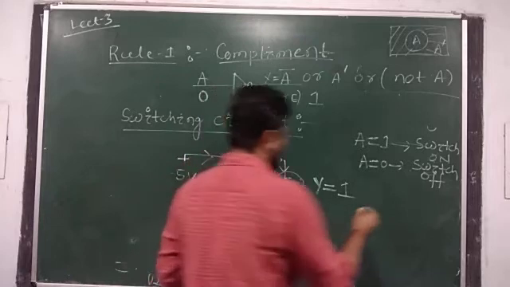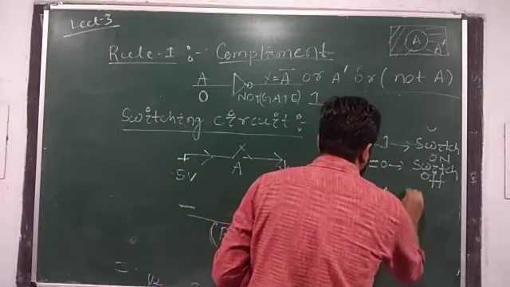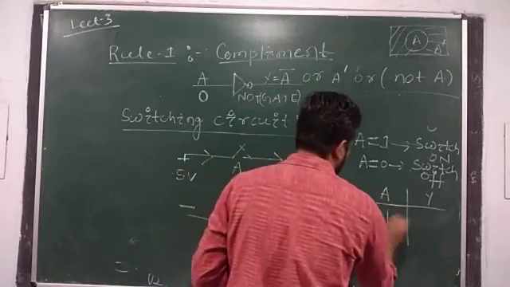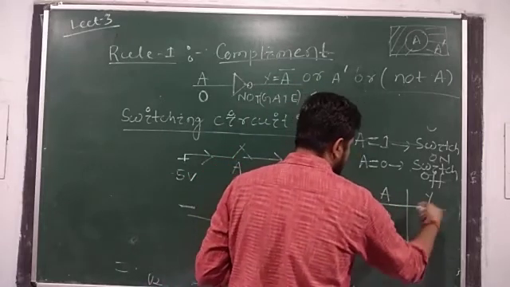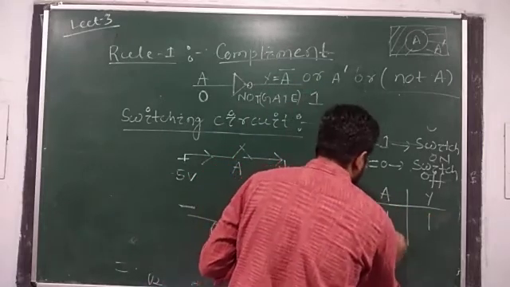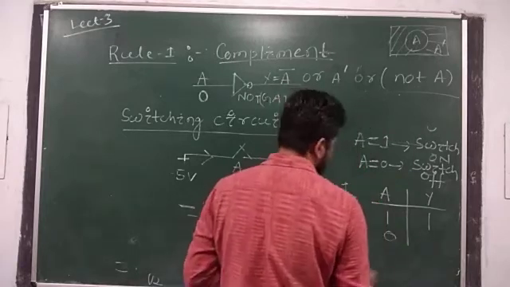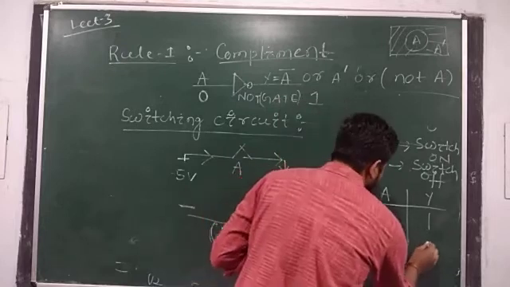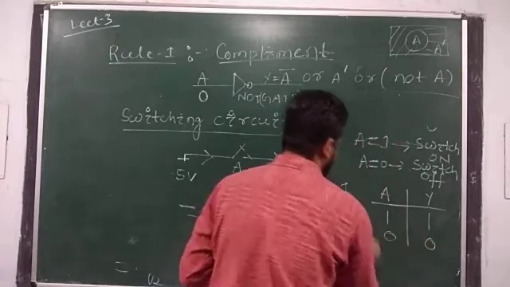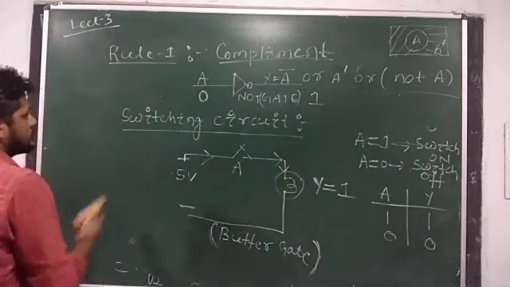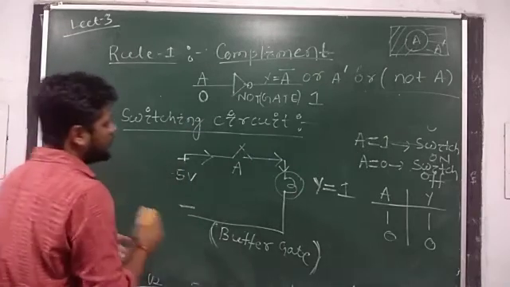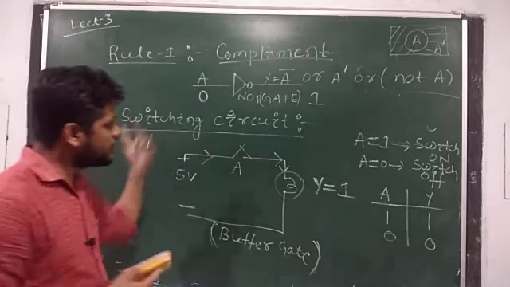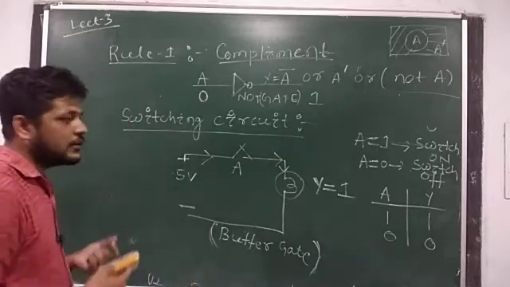So how will the truth table be? When A is equal to 1, obviously Y is equal to 1, that is the bulb will be on. When A is equal to 0, that means the switch is open, then obviously no current flows through the circuit, hence the bulb will be off, that is 0. Next we will see how to implement the inverter gate, that is your NOT gate, by using this switching circuit.